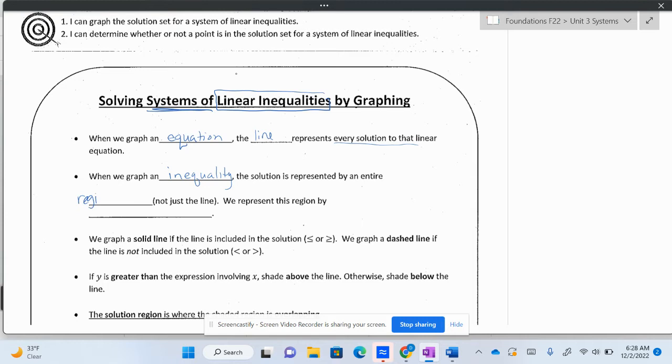Remember, that's why we shade. I'm going to put the shaded area. So we represent this region by shading. And remember, we shade either above when it's greater than or equal to, or below when it's less than or equal to.